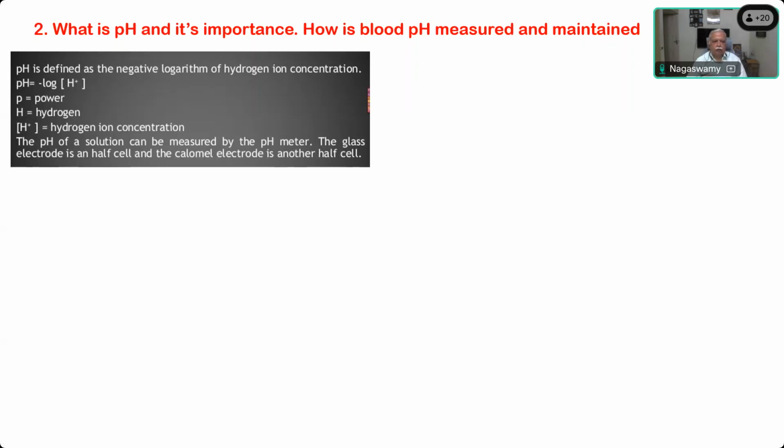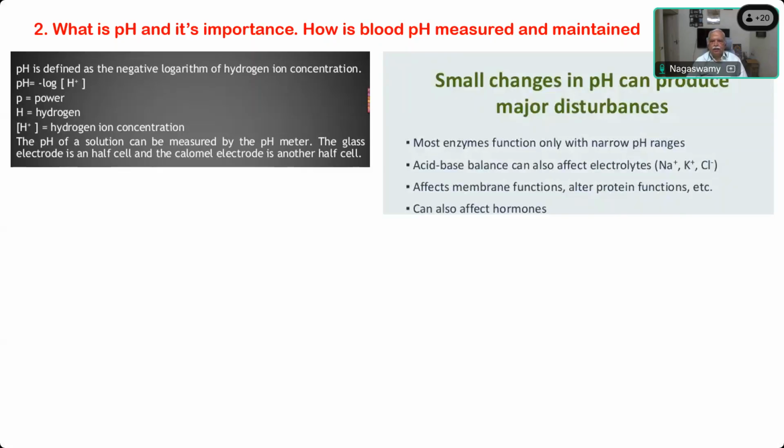You should never write both capitals. pH should never be written as both P capital and H capital. It should be P small and H capital. So small changes in the pH can cause major disturbance.